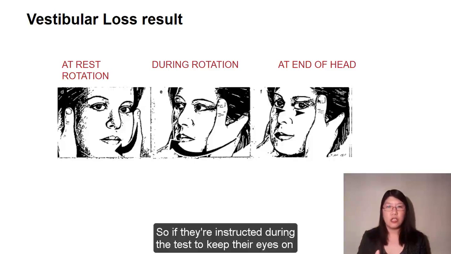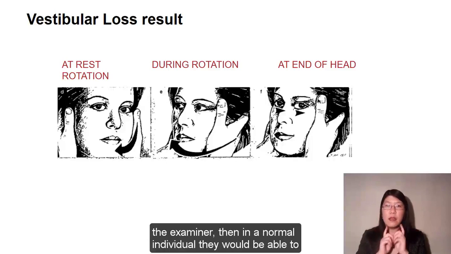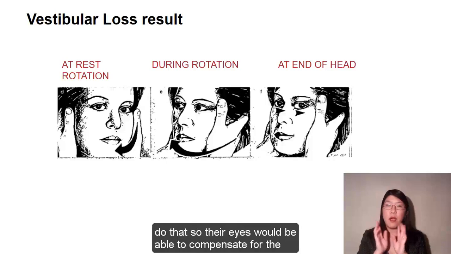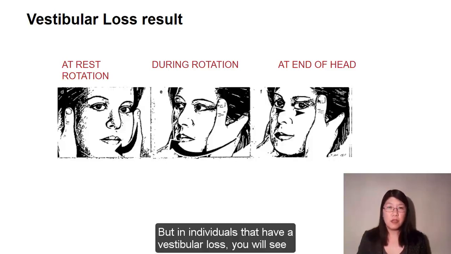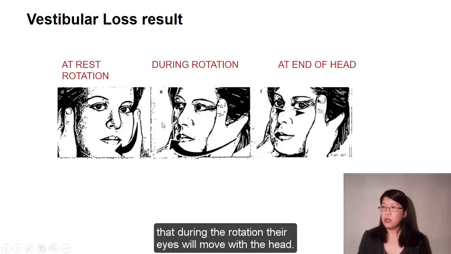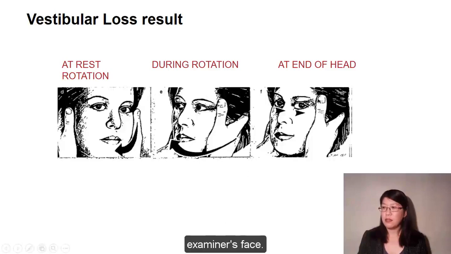If they're instructed during the test to keep their eyes on the examiner, then in a normal individual, they would be able to do that. So their eyes would be able to compensate for the amount of head turn. But in individuals that have a vestibular loss, you will see that during the rotation, their eyes will move with the head. So they'll no longer be able to keep their eyes on the examiner's face.